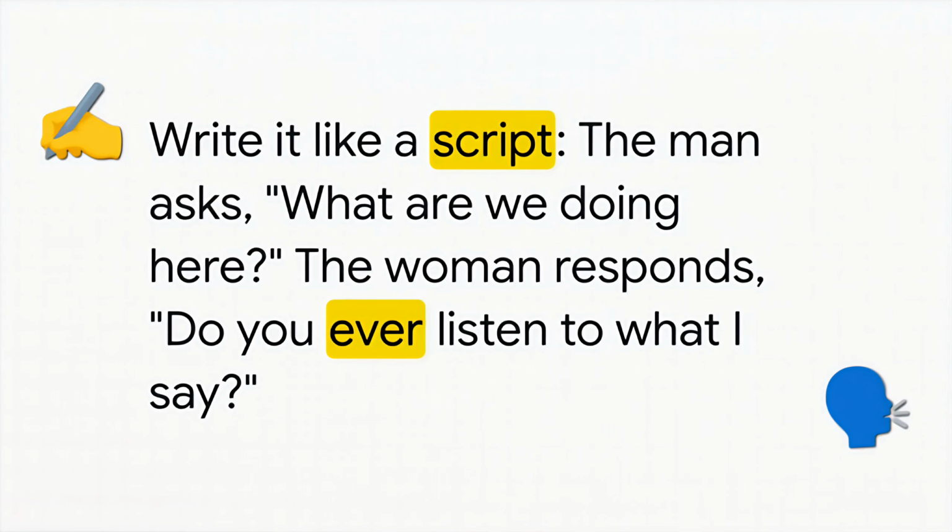So, how do you use this? Well, the best way to add dialogue is to write it just like you would in a script. As you can see right here, you clearly state who is speaking, and then you just put their line in quotes. This simple, direct format takes away any confusion and tells the model exactly who should say what.